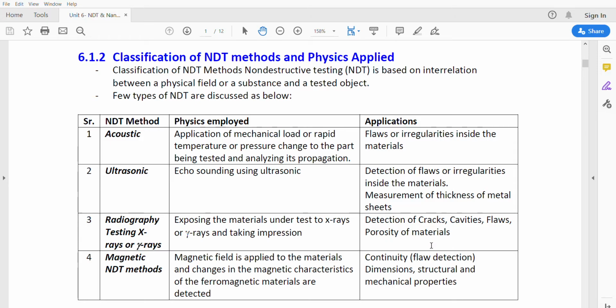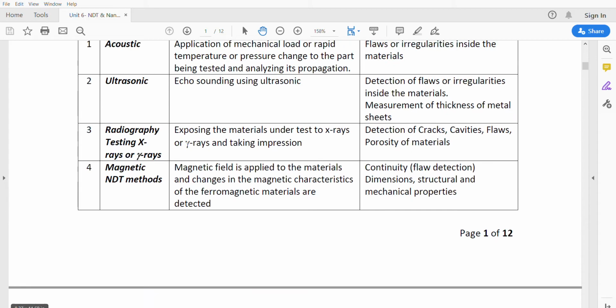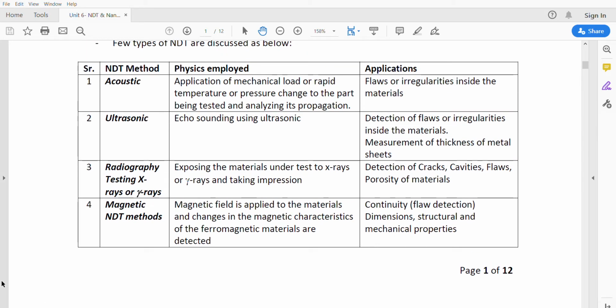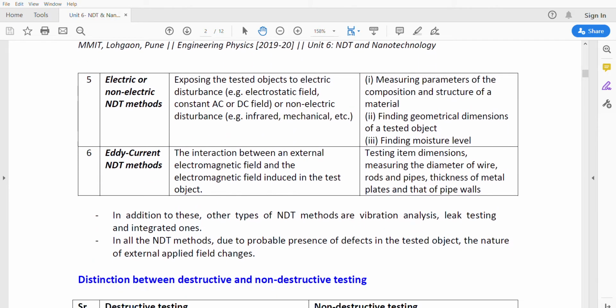Here, the next one is the magnetic NDT method. In this method, a magnetic field is applied to the materials, and we study the flux changes. The flux coming out from that particular part, or the flaw or breakage present in that part, will exhibit different flux changes. By studying the flux changes and by changing the directions of the magnetic poles, we can understand the dimensions, structure, mechanical properties, and flaw detection. This can be done using the magnetic method. This is also a very important and easy method.